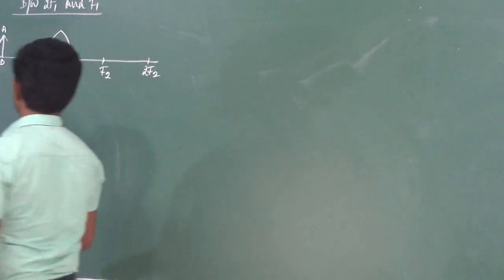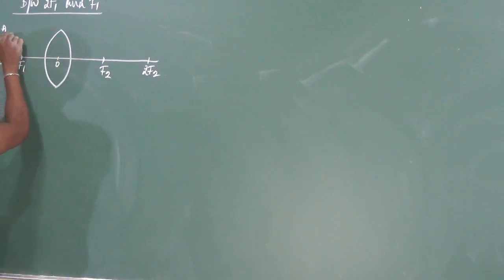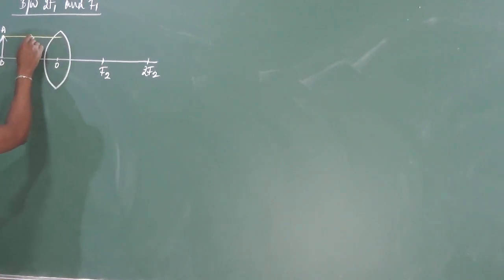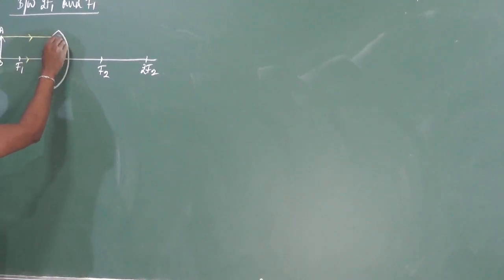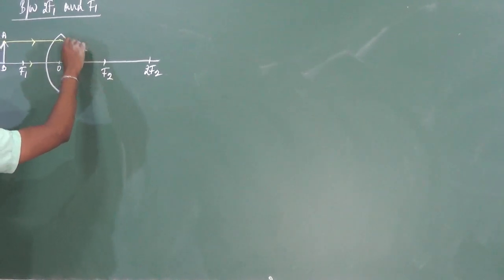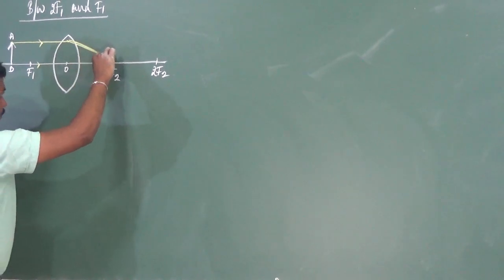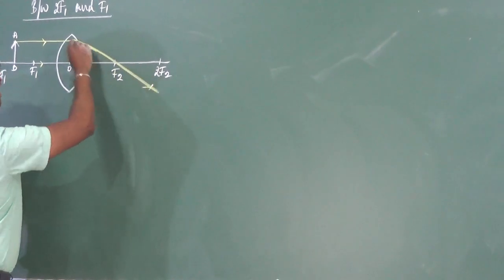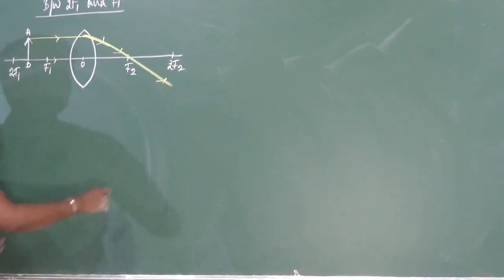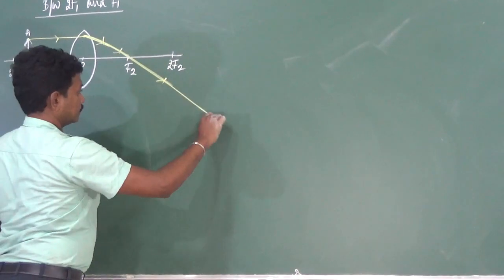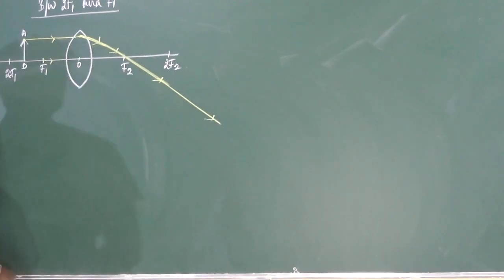So let us take one light ray starting from the point A, which is traveling parallel to the principal axis. According to rule 1, after refraction the light ray should pass through the principal focus, like this. Yes, the light ray has passed through the principal focus. So let us drag it a little bit further right.